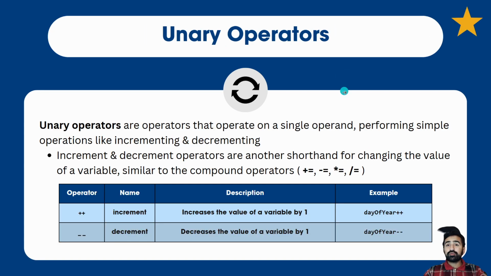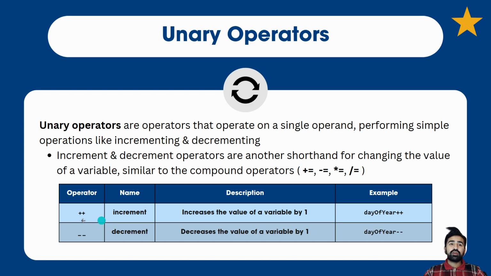So for our introduction, before we get to loops, we are going to introduce a new operator, and those are unary operators. So operators that operate on a single operand, performing simple operations like incrementing and decrementing, depending on how you want to pronounce that. So the increment and decrement operators are another shorthand for changing the value of a variable. It's really similar to the compound operators. We'll see how these work.